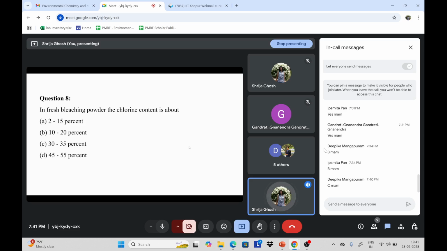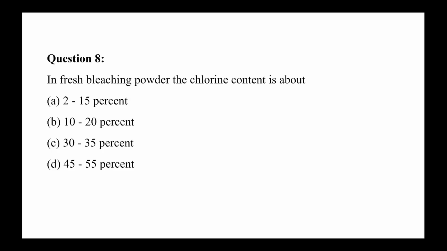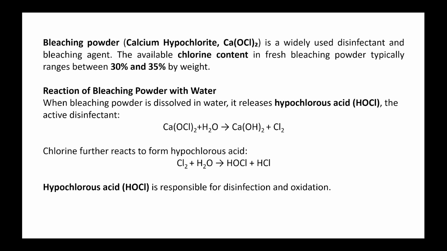Okay, the correct answer is option C. So you are correct, Deepika. The amount of chlorine in fresh bleaching powder is 30 to 35%. Bleaching powder is basically calcium hypochlorite. Calcium hypochlorite, that is bleaching powder, is a widely used disinfectant and a bleaching agent.